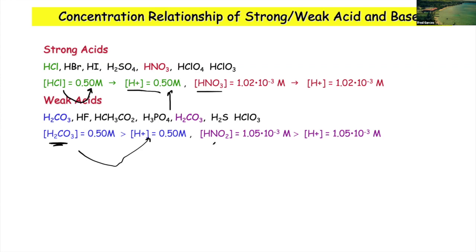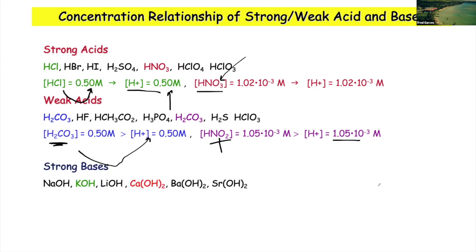Okay? Here's nitrous acid. Don't confuse nitrous acid with nitric acid. Nitric acid is HNO3. Nitrous acid is HNO2. This is the nitrate ion. This is the nitrite ion, NO2 minus. Anyway, if you put this in water, the concentration of your hydrogen ion is going to be much, much less than 1.05 times 10 to the minus 3. That's just the nature of weak acids or bases. It's always going to be lower than the original chemical that is going to introduce it.